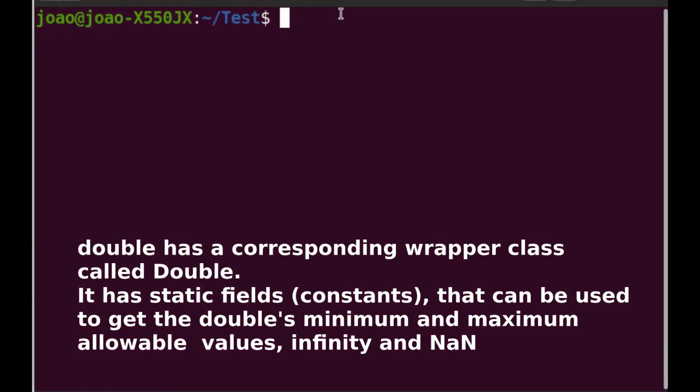Double has a corresponding wrapper class called Double with a capital D. It has static fields, in other words constants, that can be used to get the double's minimum and maximum allowable values, as well as infinity and NaN, not a number.